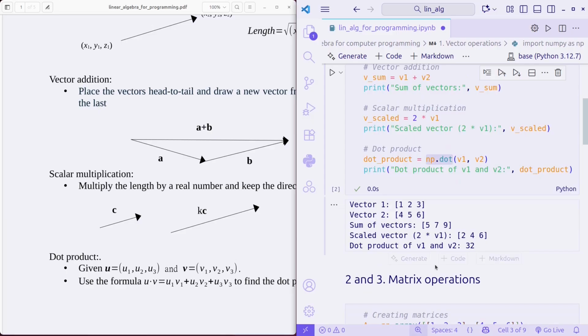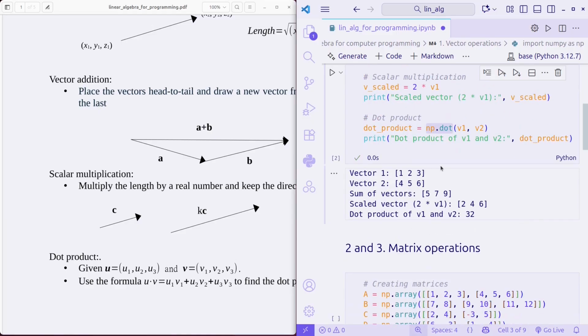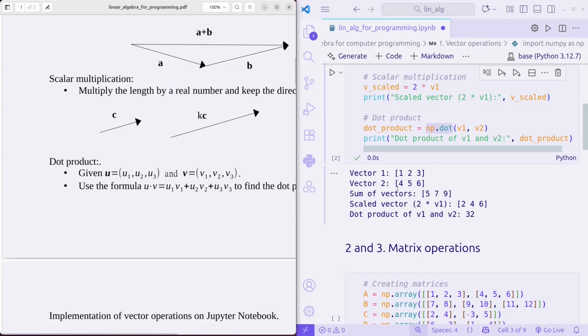Okay. And for the dot product, it is easy. I just need to handle the formula shown here, so that I'm able to do 1 times 4 plus 2 times 5 plus 3 times 6. So 4 plus 10 plus 18, I'm able to get 32 as the answer. So that is the meaning of the dot product. Okay, so we have learned some basic knowledge about vectors, and then we can go to another topic.